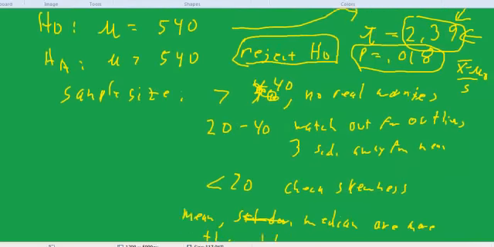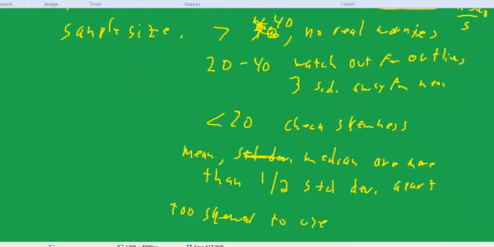And I want to mention the next topic, which is this issue of sample size. If the sample size, well, I'll talk about that next time. How about that?